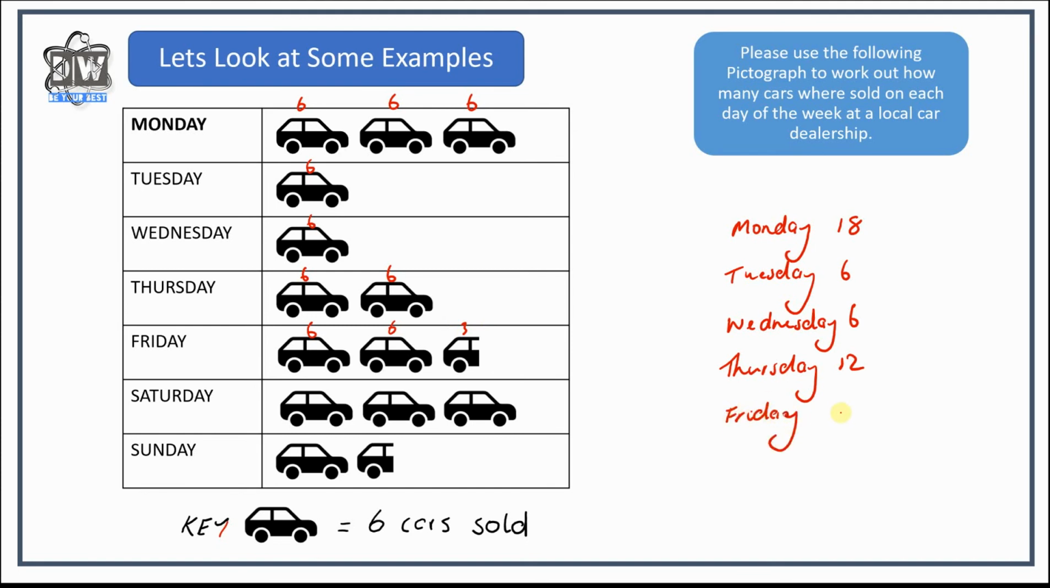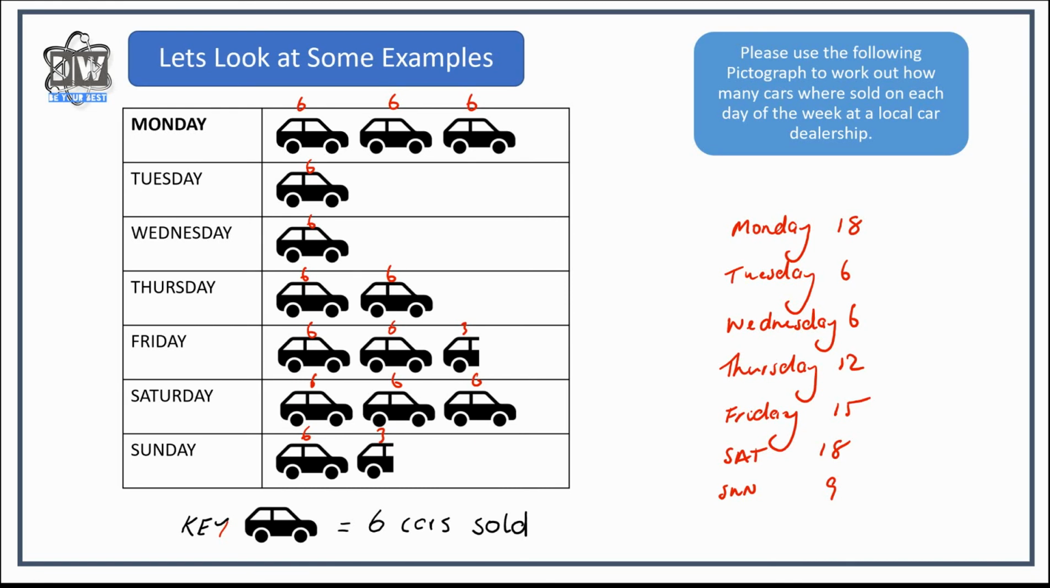Saturday, I've got 6 plus 6 plus 6, which is the same as Monday, which equals 18. And on the Sunday, we've got 6 plus 3, that gives me 9. It is really that simple. Just remember, use that, because on the quiz question, you're going to find that it's going to be 3/4 of something. So just bear that in mind when we go through.